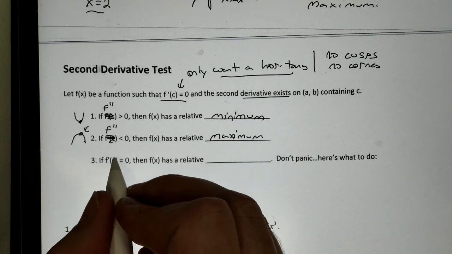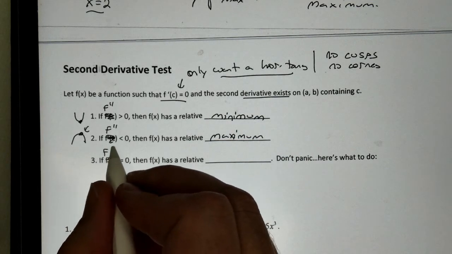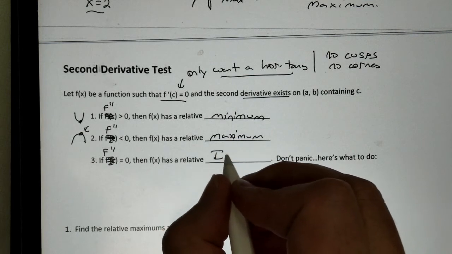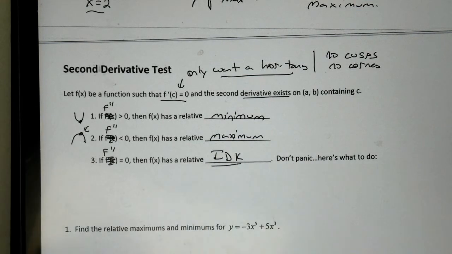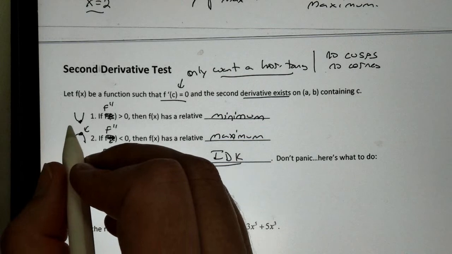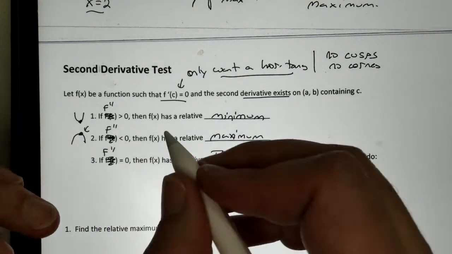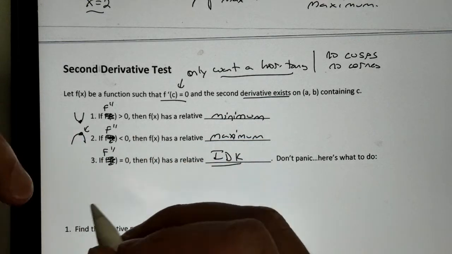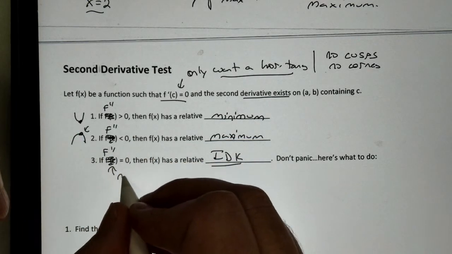Now, here's the problem. If the second derivative is 0, then f has a relative, I don't know. We really don't know what that is because it's not a maximum or a minimum. It's not going to be either one. If the second derivative is 0, we really don't know what it is because there's no concavity at that point.